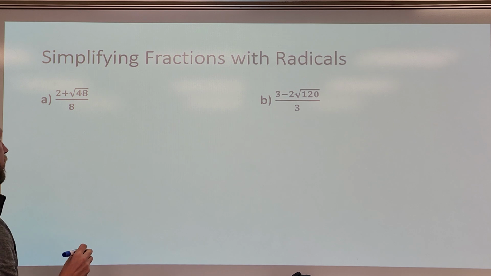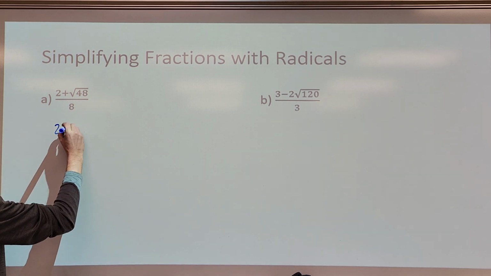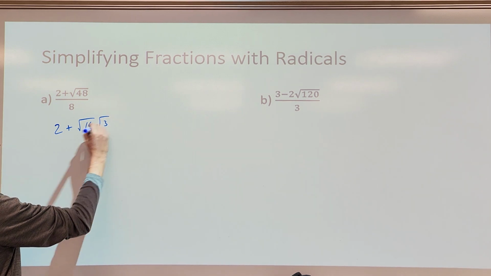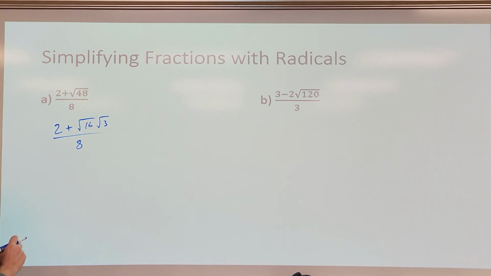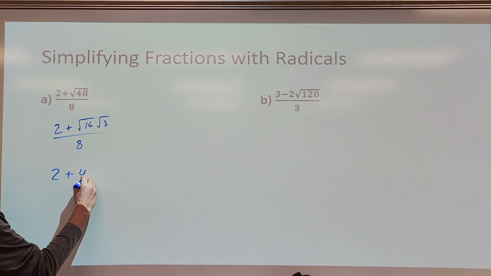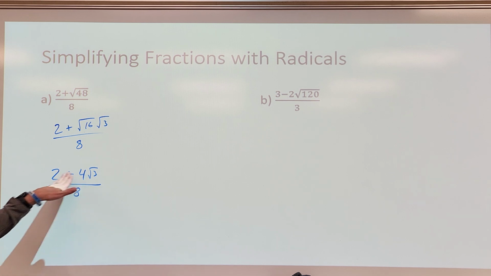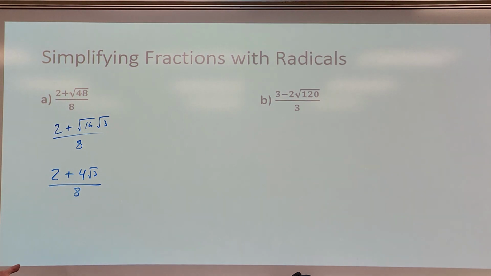simplify these expressions well. We know that our square root of 48, we've already explored and explained that we can rewrite that as the square root of 16 times the square root of 3. So I have (2 plus 4 square roots of 3) over 8. Now these are not like terms, so I can't just add these together. 2 times the square root of 48 is not the same as 2 plus the square root of 48.